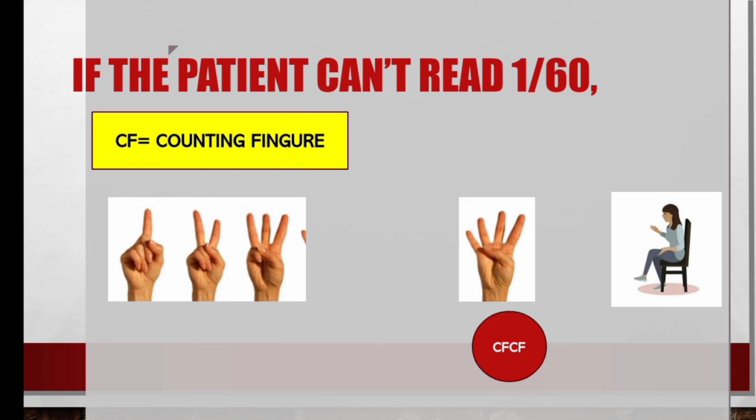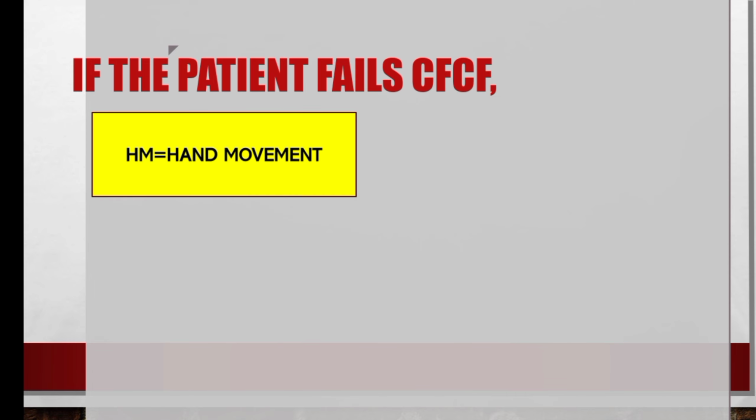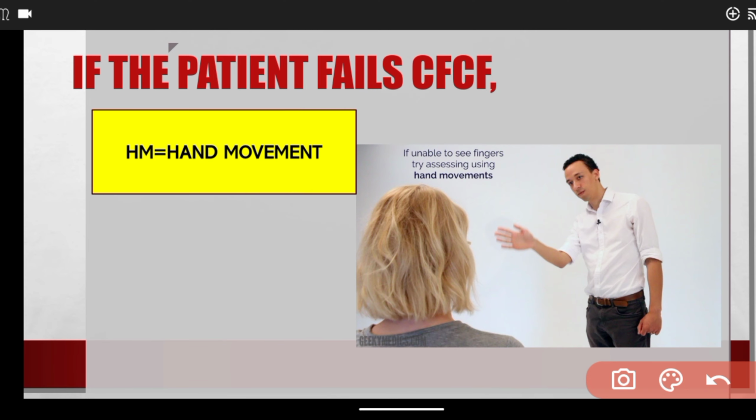Okay. Now if the patient even fails at CF, counting fingers close to face, then we proceed to hand movement. Hand movement means that the examiner stands in front of the patient and moves his or her hand, and asks the patient whether he or she can perceive that an object is moving in front of the eyes. This is the clinical example of hand movement when the patient fails at counting fingers close to face. Okay.